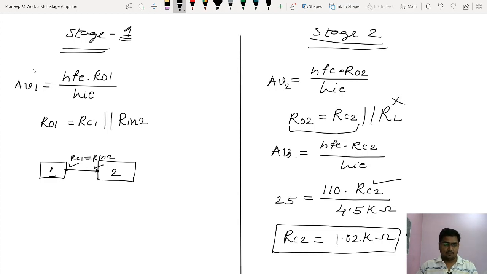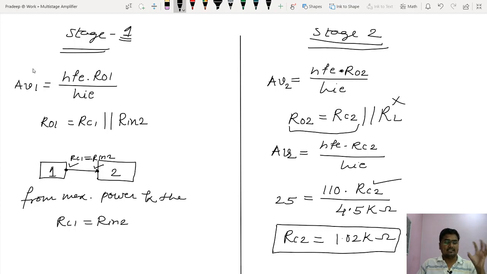From the maximum power transfer theorem, I will put RC1 equals Rin2. Yes, that's what I need to do. RC1 has to be equal to Rin2. That is, the output impedance of stage 1 must be equal to the input impedance of stage 2. That's what I will put. So when I say RC1 equals Rin2, what about the value of RO1? It will be RC1 in parallel with Rin2.